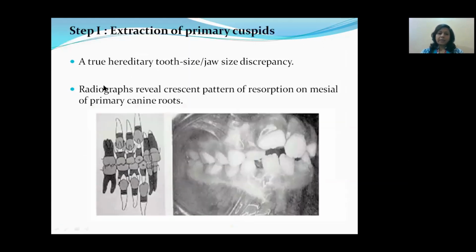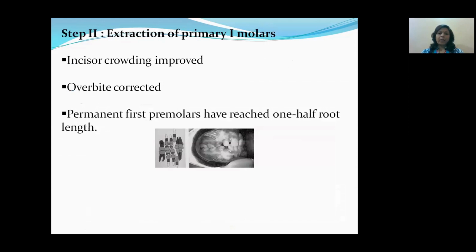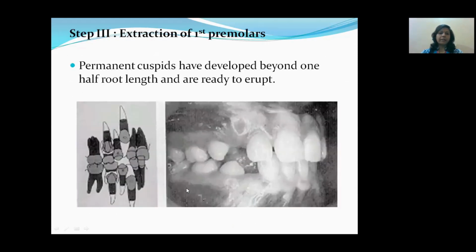So step 1, extraction of the primary cuspid. Here, a true hereditary tooth size jaw discrepancy is present, and radiographs can reveal a crescent pattern of resorption on the mesial of the primary canine roots. In step 2, extraction of the primary first molar is initiated. After the extraction of this primary first molar, the incisor crowding will be improved, overbite will be corrected, and because both C and D have already been extracted, the permanent first molar has been accelerated, and when the permanent first molar has reached 1/2 of the root length, in the next step it has to be extracted.